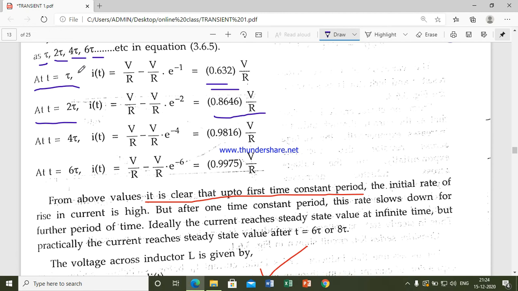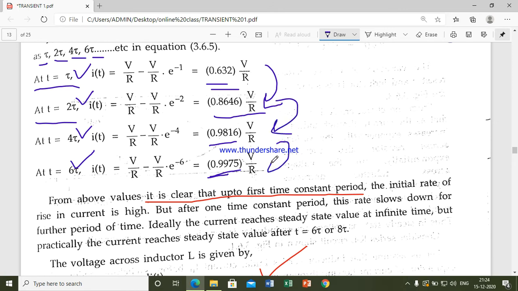Like this, you can observe that at t equal to τ it is 0.63. At t equal to 2τ, it is increased. For 4τ, it is near to 1. For 6τ, it is near to 1. And here you can see from 0 to τ, it is increased maximum. From this period to this one, the increasing value is very less.